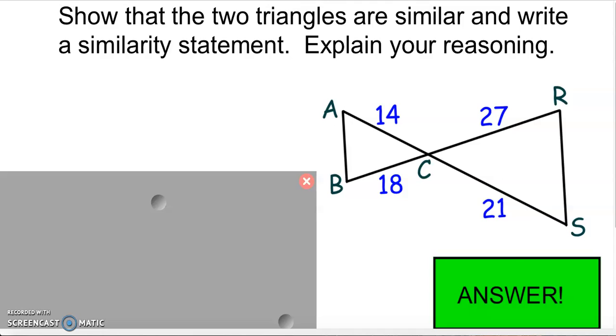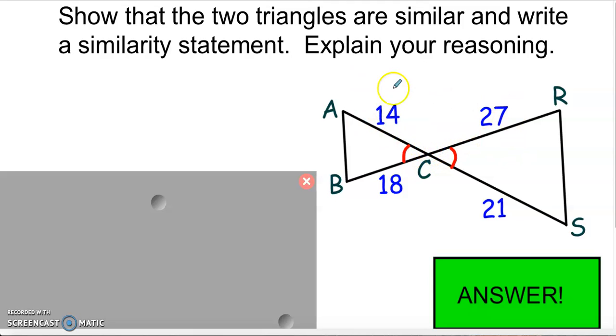All right, next type of problem. Show the triangles are similar and write a similarity statement to explain your reasoning. So I don't have a third side here, so I can't use side, side, side. I don't have two angles, so I can't use angle, angle. Question is, can I use something like side, angle, side? And I can. I have vertical angles here. Hopefully you remember that. I have vertical angles, so I could do side, angle, side.